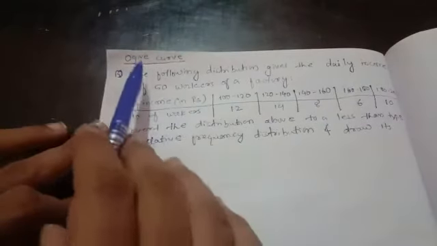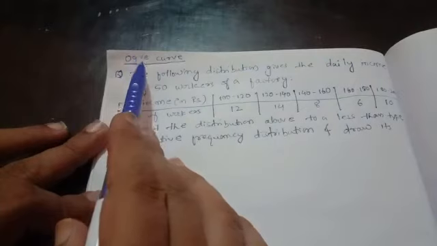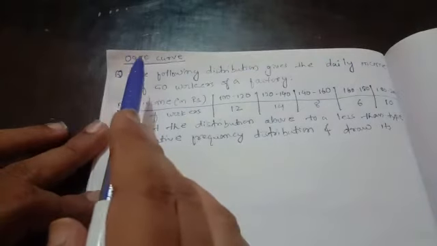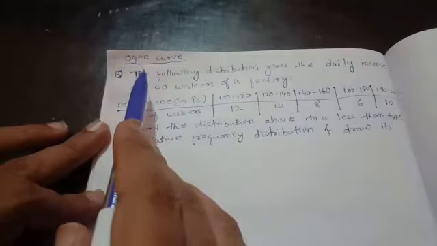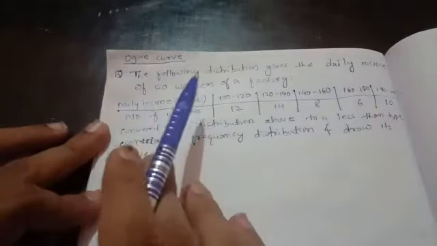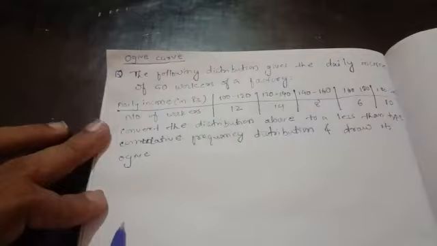First of all, I want to tell you there are two types of ogive curve. One is the less than type of ogive curve and another is the more than type of ogive curve. In today's class we will see the less than type of ogive curve.